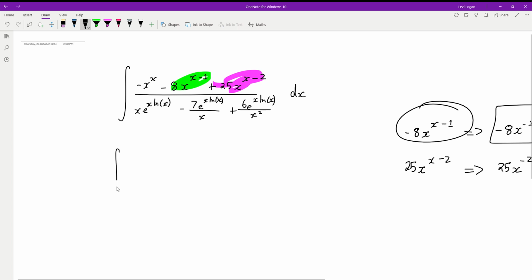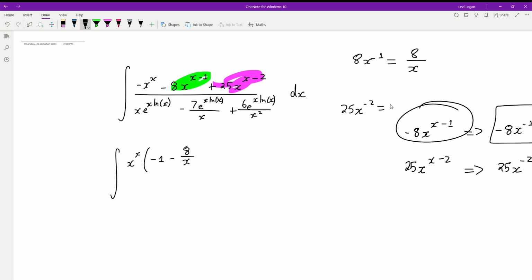So rewrite our integral again, but we'll factor out an x to the power of x. The first term is going to be negative 1 minus 8 to the power of negative 1, which is just 8 on x because of index laws. Because if you have a negative exponent, you can put it over a fraction and make it positive. So 8 to the power of negative 1 is 8 over 1. And likewise, when we have 25x to negative 2, that's going to be 25 on x squared. So we'll have plus 25 on x squared.